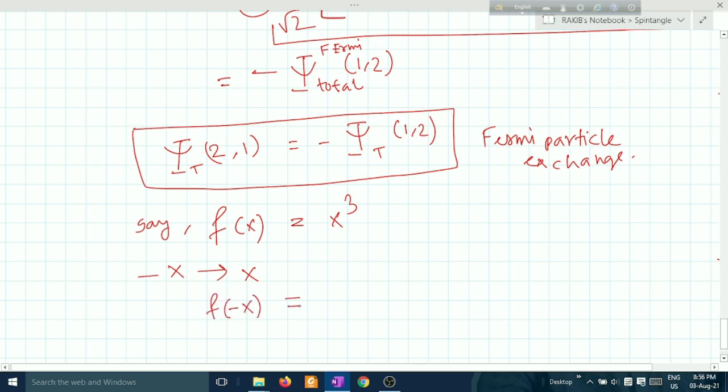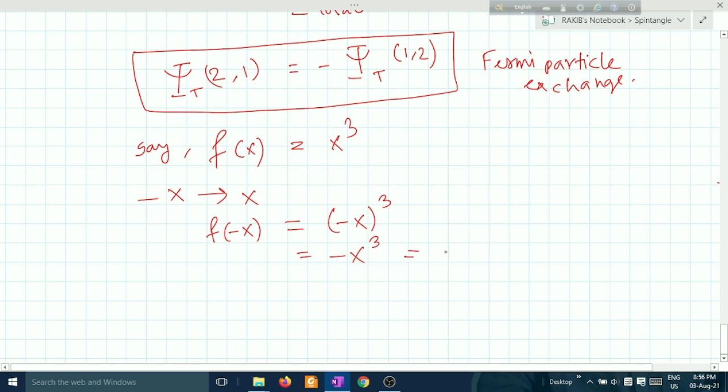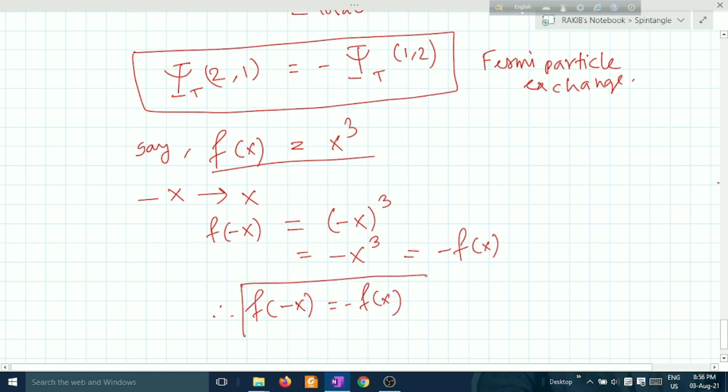f of minus x means minus x to the power cube. Completely replace the x by minus x. This becomes minus x cube, which means minus f of x, because f of x was only x cube. This means f of minus x is equal to minus f of x. This is called the antisymmetric function. Similar thing happens in the case of the wave function of Fermi particles. Okay, is it clear?